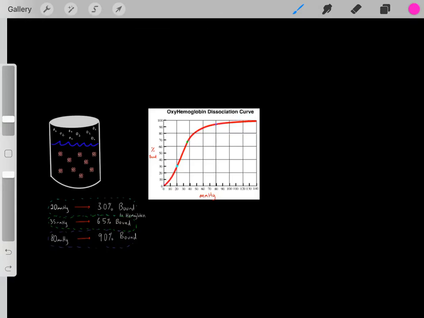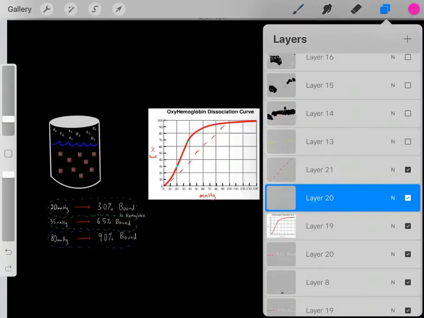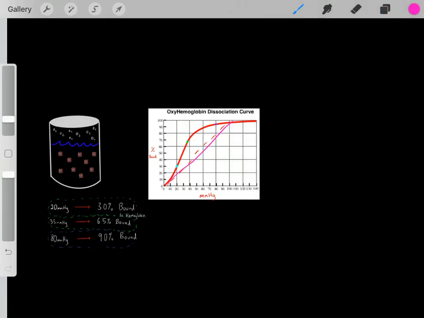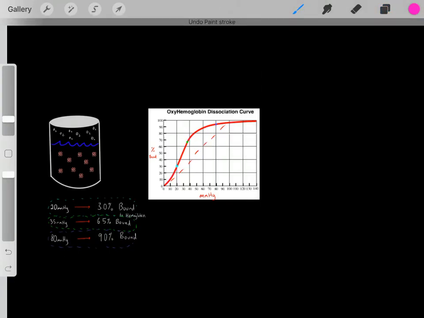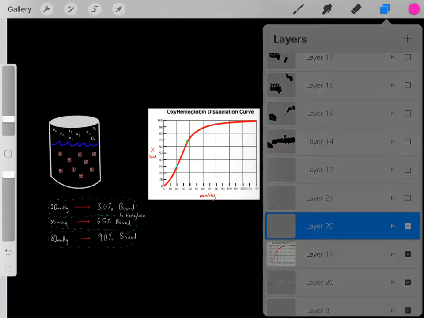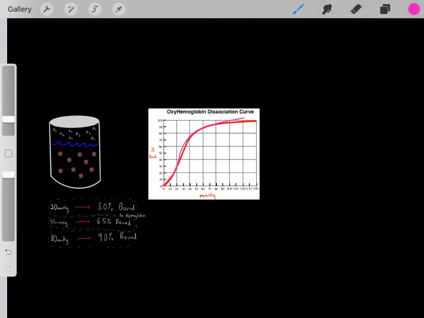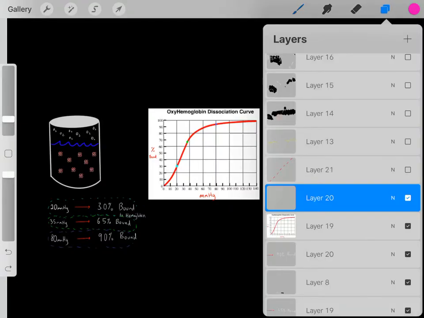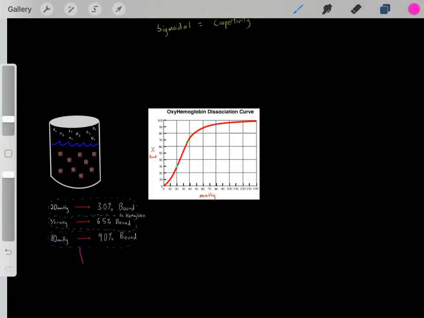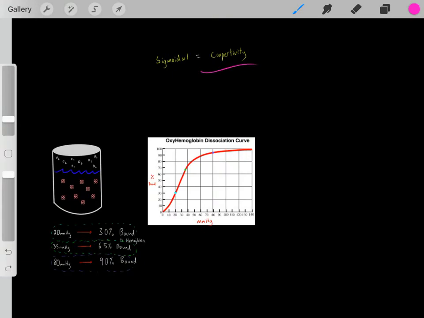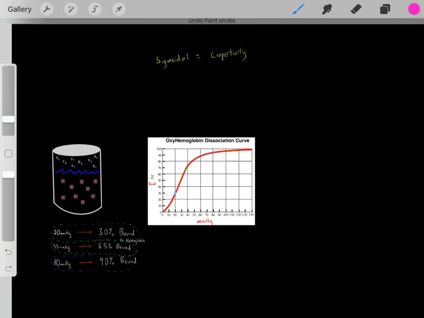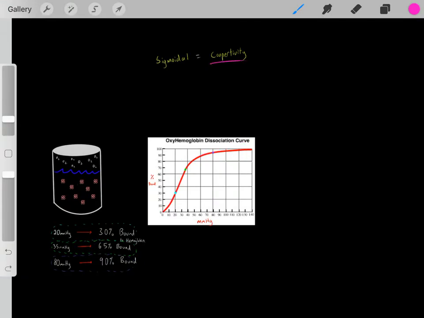But why? Why do we form the sigmoidal shape? Why wouldn't we just form a linear shape? What's with the sigmoidal shape? Well, in biochemistry, whenever you see a sigmoidal shape, which again, it looks like an S, that's how I like to remember it, you should associate that with cooperativity. So this is a sigmoidal shape because this hemoglobin molecule goes through cooperativity.